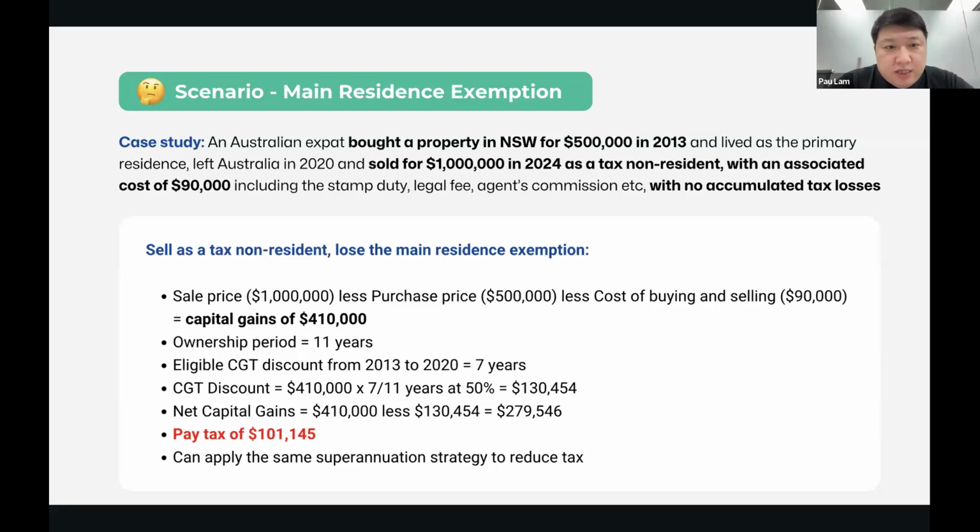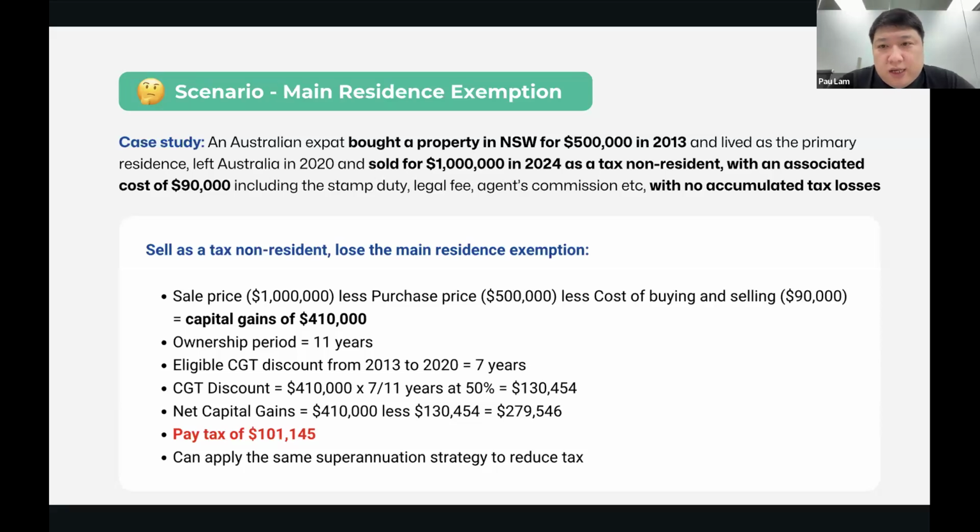So, similar example here, you bought a property in New South Wales for $100,000 in 2013 and lived in it as your primary residence. You left Australia in 2020 and moved overseas to be a non-resident for tax purposes, and you sell the property in 2024 for $1 million. Associated costs are $90,000. Because you have been living in the property and you have no mortgage on it, there has been no accumulated tax losses on this property.